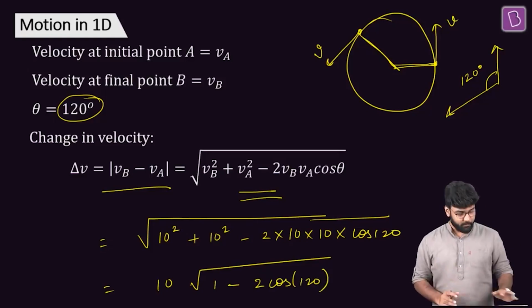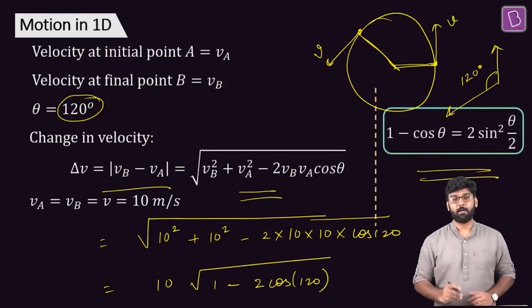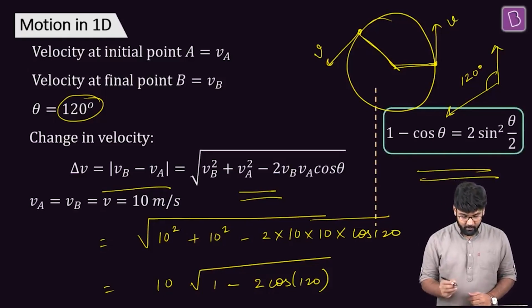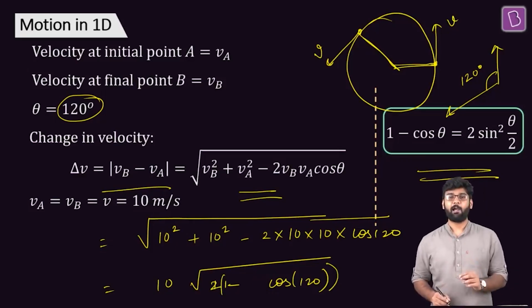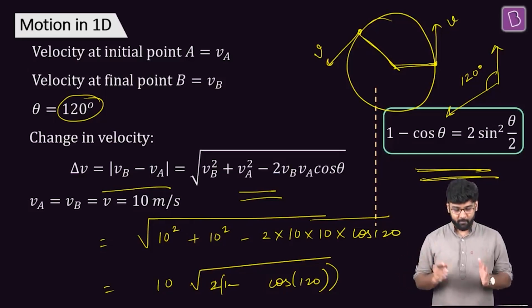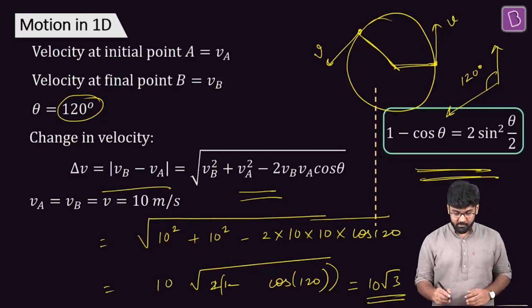And now here we can use a formula which we have seen in trigonometry. The formula is 1 minus cos theta is equal to 2 sin square theta by 2. So here also we have 2 minus 2. So when you take 2 common, you will get 1 minus cos of 120. So here we can apply this formula of 1 minus cos theta. So when we apply this, we get 2 sin square 60. And when we substitute all these values, we get 10 root 3. So let's check the options now.